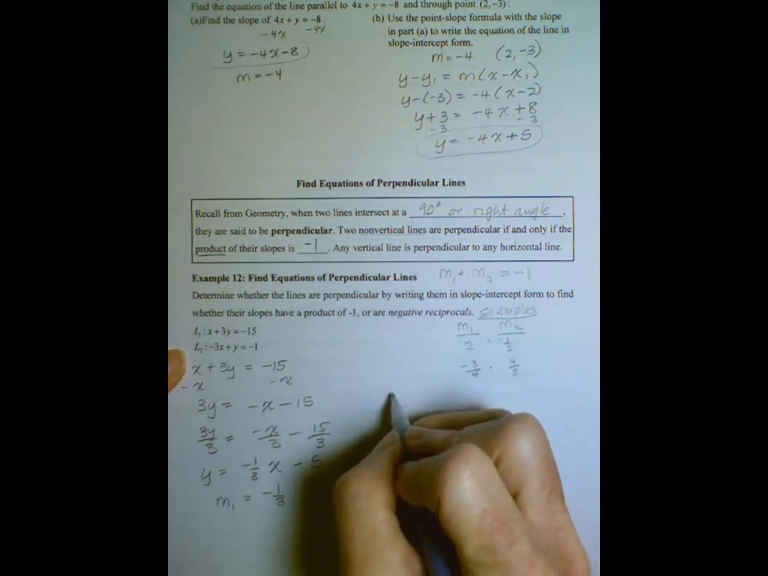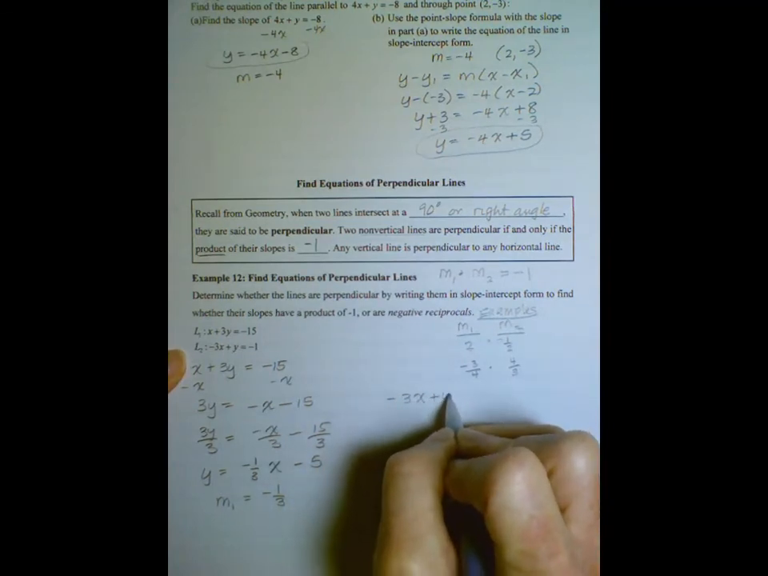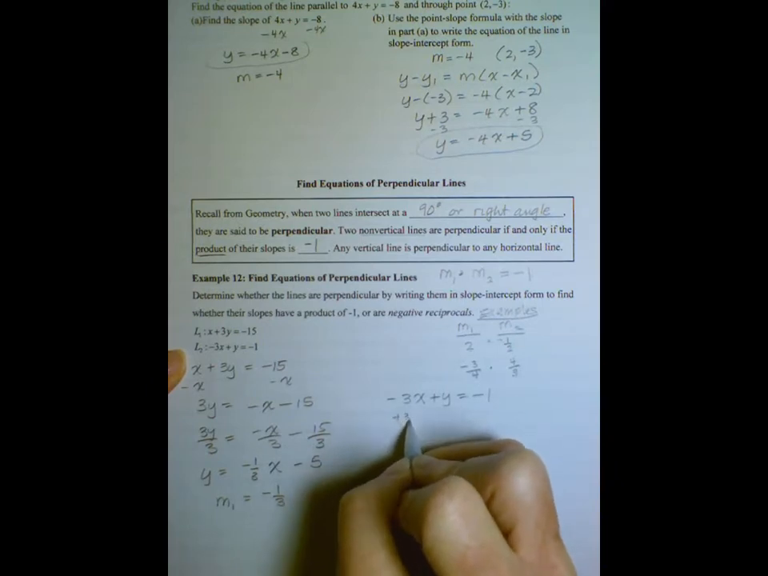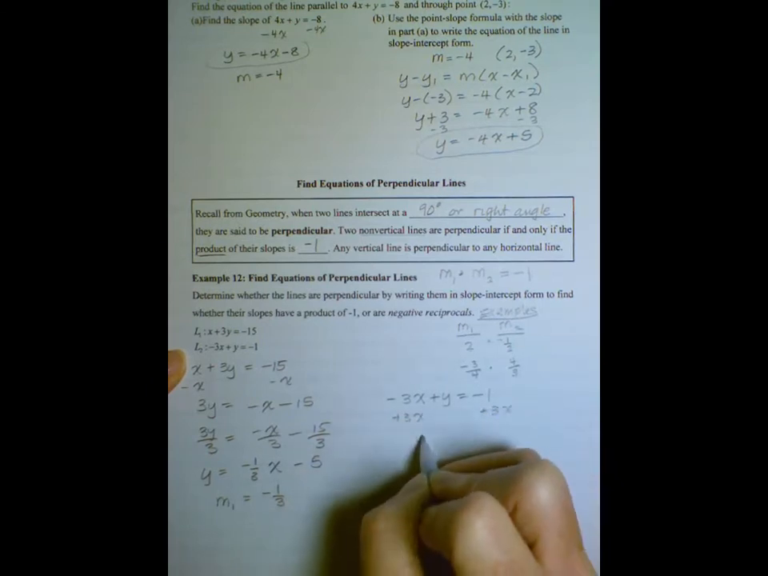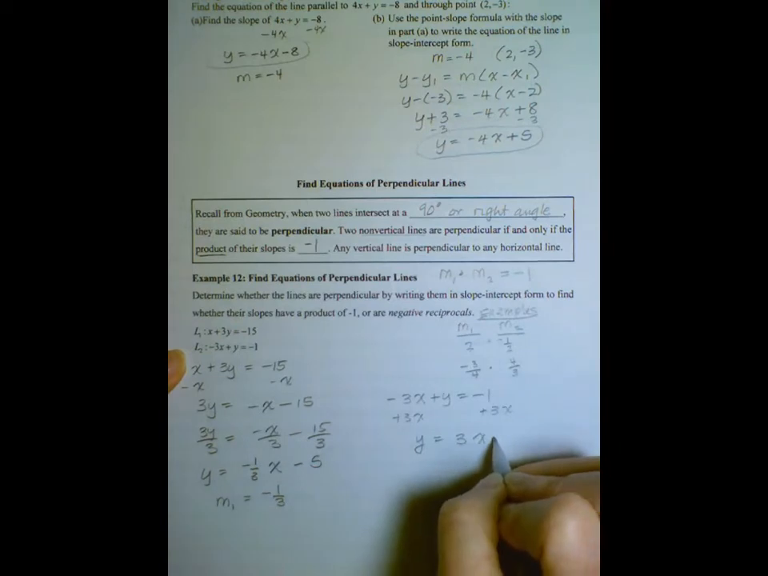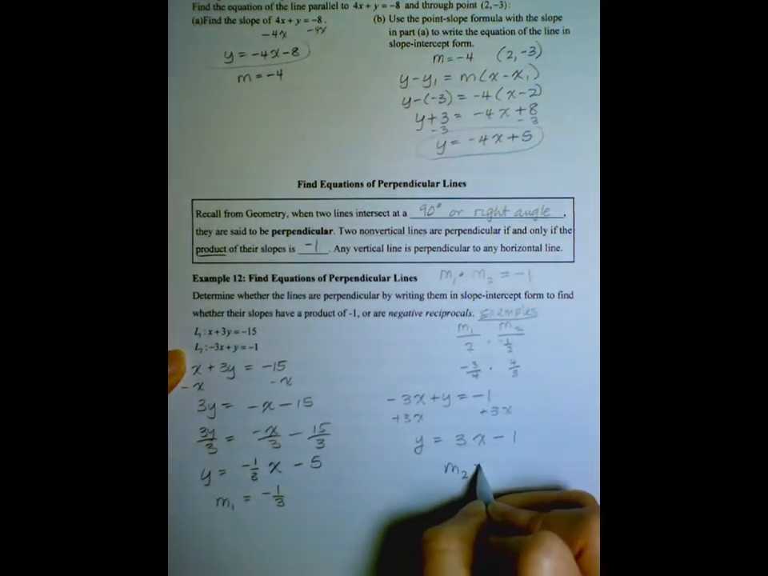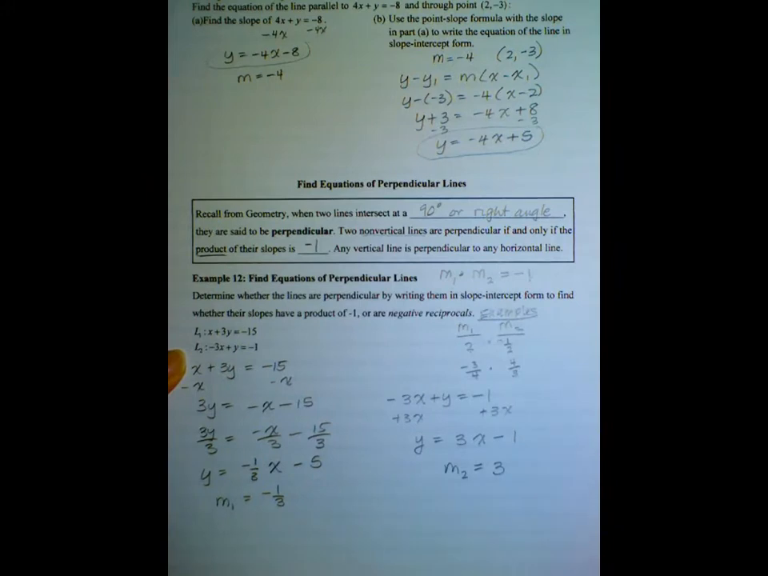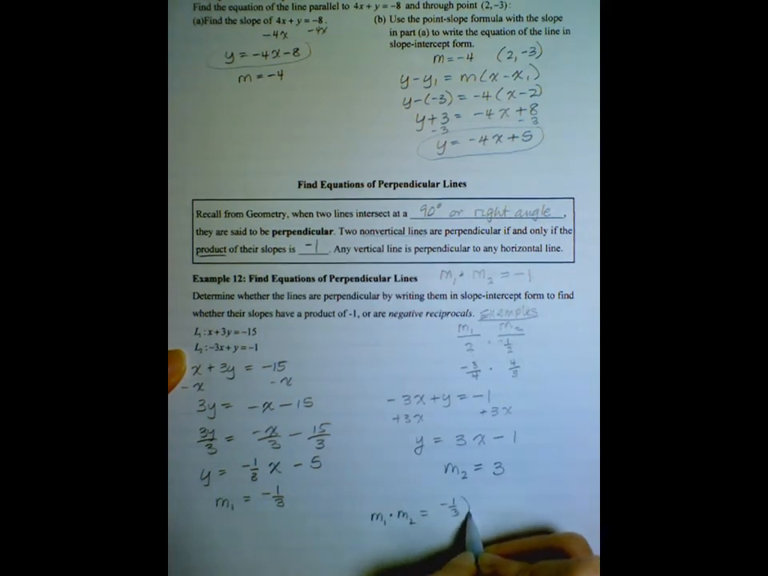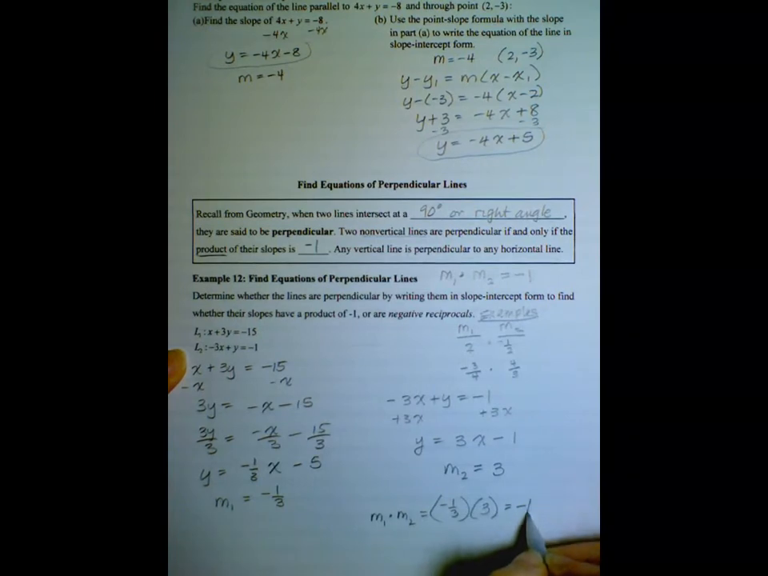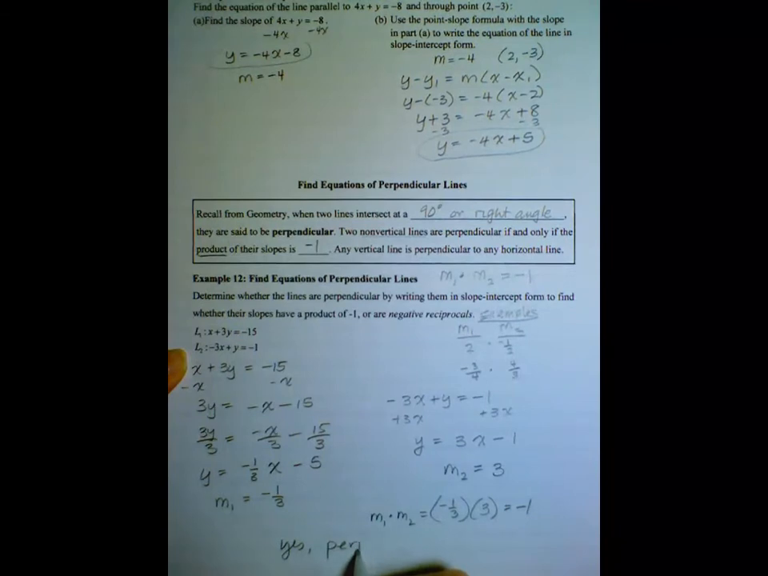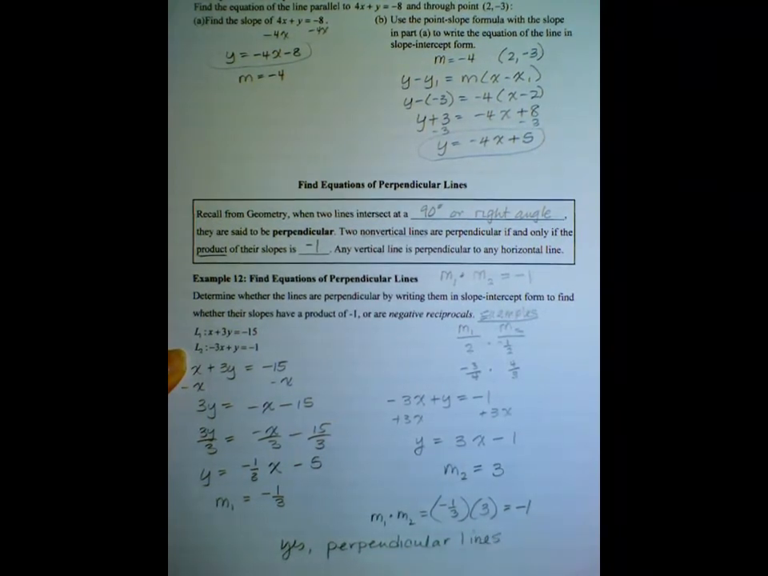Now let's try line 2. -3x plus y equals -1. Add 3x to both sides. y equals 3x minus 1. The slope of line 2 is 3. Are they negative reciprocals? Yes, they are. Or, just to double check, you can do m1 times m2. In other words, -1/3 times 3, and you do get -1. That's all we have to do to check. Yes, these are perpendicular lines.